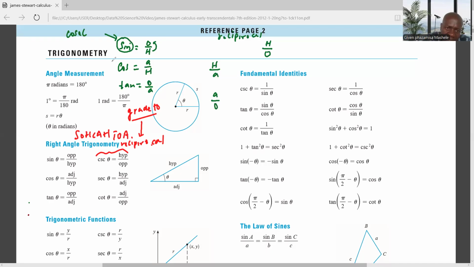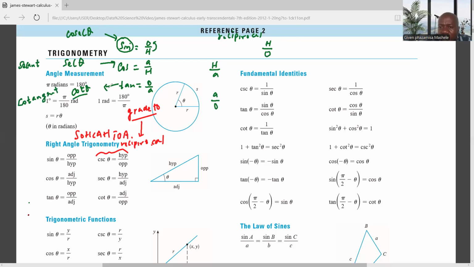Then the reciprocal of cos is what you call the sec. You need to make sure that you know this. The reciprocal of tan is what you call the cot. That's why in grade 12, we do not actually focus on these reciprocals. But when you go to university, you need to familiarize yourself with this. So the reciprocal of sine is cosec, the reciprocal of cos is sec, which stands for secant. Cosec is for cosecant. Then cot is cotangent.